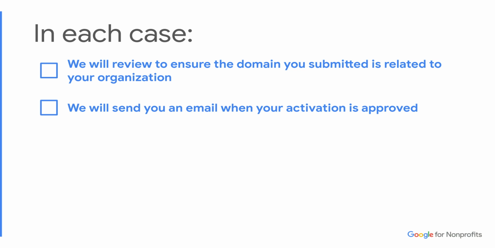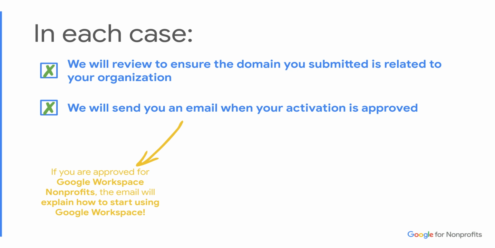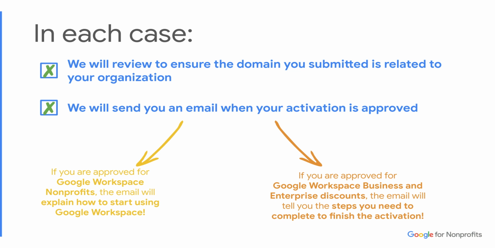So in each case, regardless of which step or direction you pick or what you are looking to get, Google for Nonprofits will review to ensure the domain you submitted is related to your organization and will send you an email when your activation is approved. If you're approved for Google Workspace for Nonprofits, the email will explain how to get started. And if you're approved for Google Workspace Business or Enterprise discounts, that email will tell you the steps you need to complete to finish the activation. So make sure you go back to your email to check.